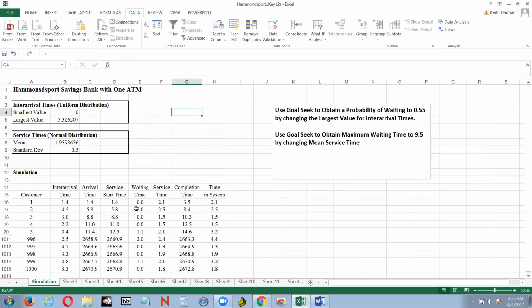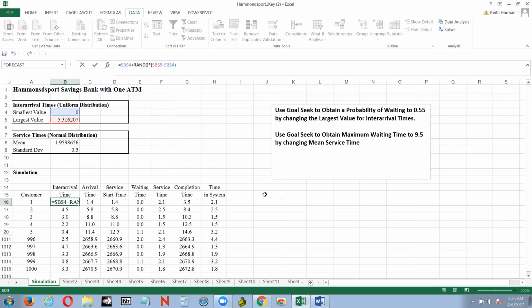Now, if we use RANDBETWEEN, that's a different matter. But in this case, we're just taking the smallest value times some random number between 0 and 1. And that gives us the number that we multiply times B5, the largest value, minus B4.